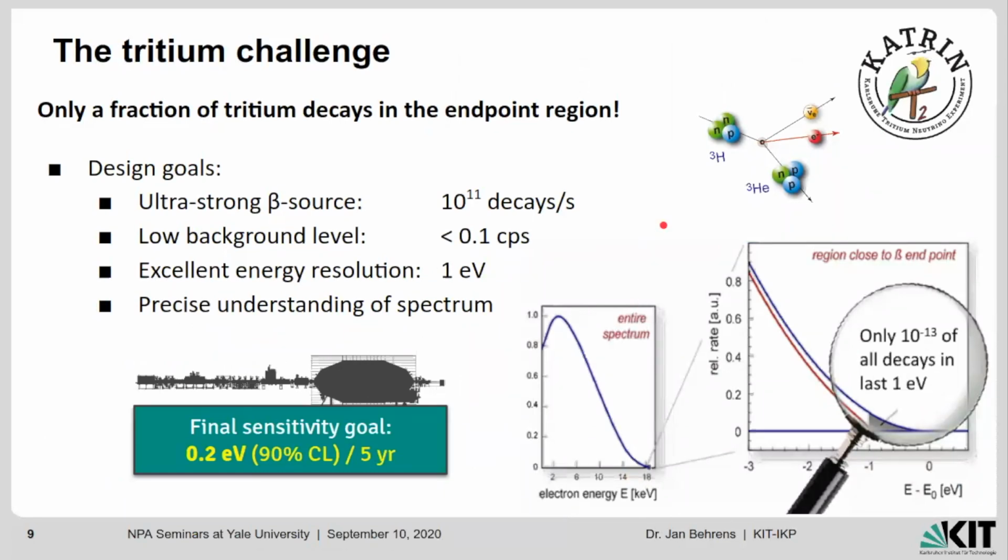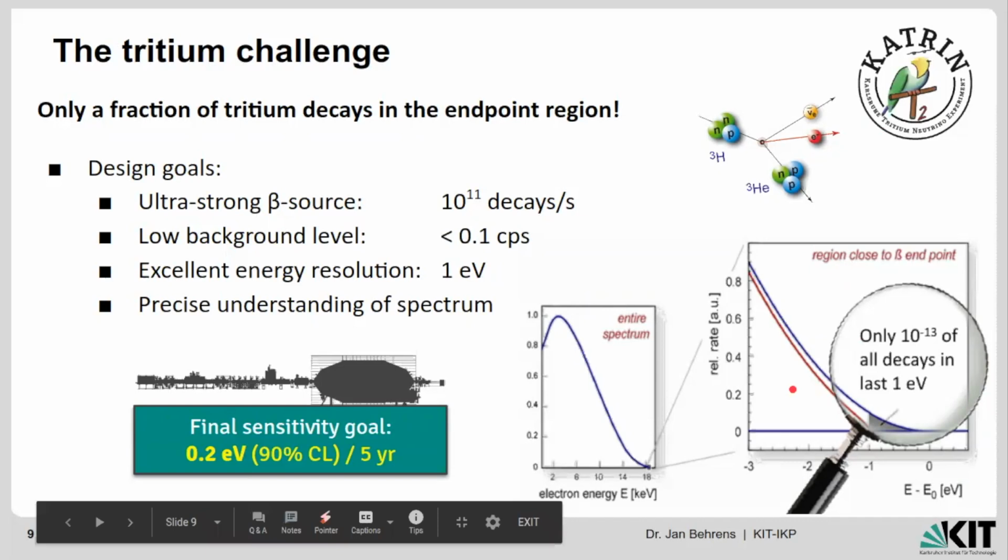And one is to have a very strong beta source, which has, in our case, 10^11 decays per second at full source activity. We need a low background of 0.1 counts per second, and an excellent energy resolution to be able to determine the shape of the spectrum in this narrow region around the endpoint.